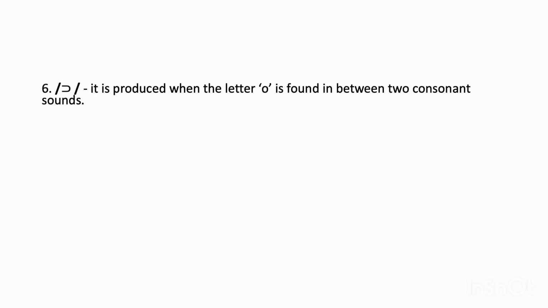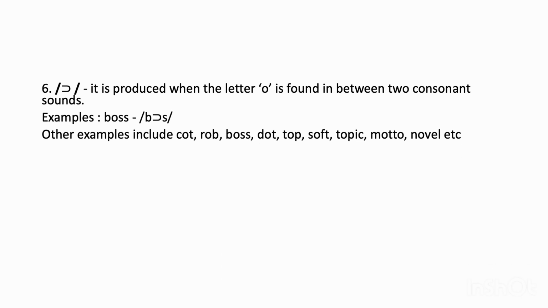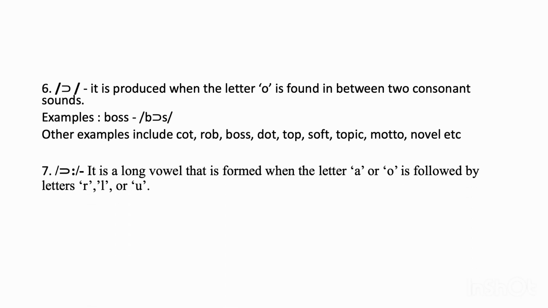Now other examples include court, rob, boss, dot, top, soft, topic, motto, novel. All these, you hear the O sound in it, either in the initial or the final syllable. So the seventh one is the longer version of the sixth one. O, meaning all. It is a long vowel that is formed when the letter A or O is followed by letters R, L, or U.